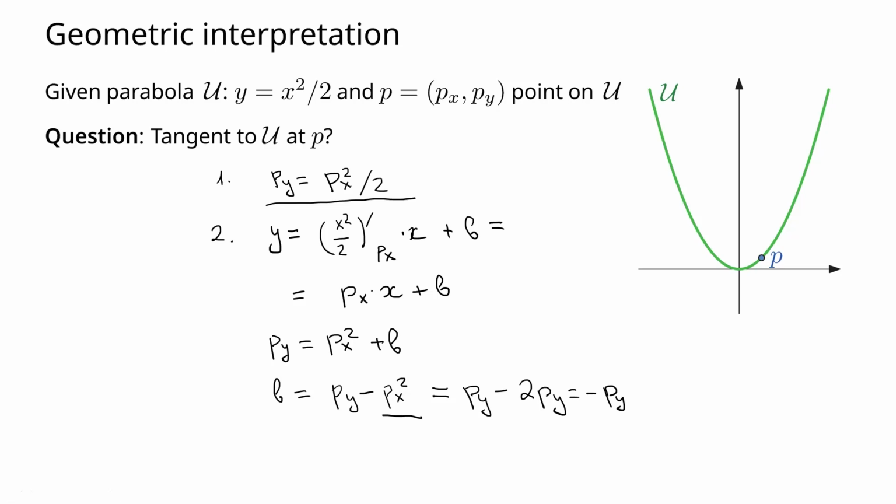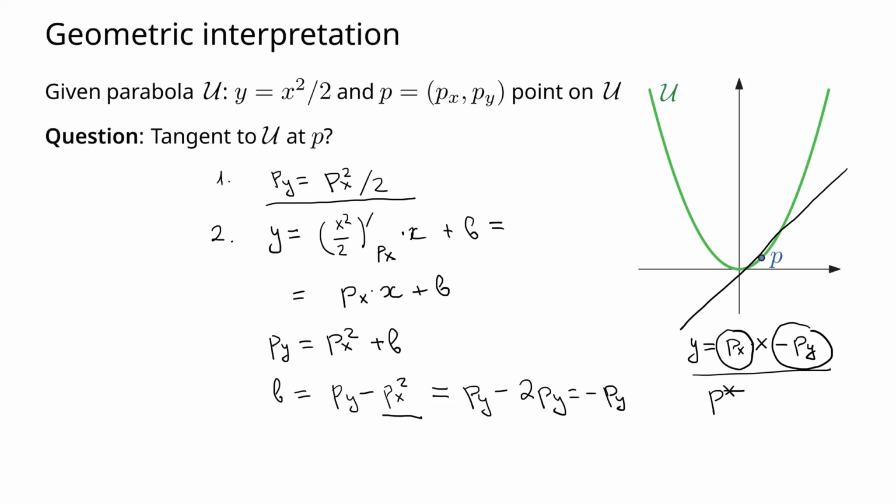So the line that is tangent to the parabola passing through the point P will have equation y equals px times x minus py. Notice that this is the equation of the dual line P star in the dual plane, because the slope equals the first coordinate of P, px, and the intercept equals minus the second coordinate of the point P.